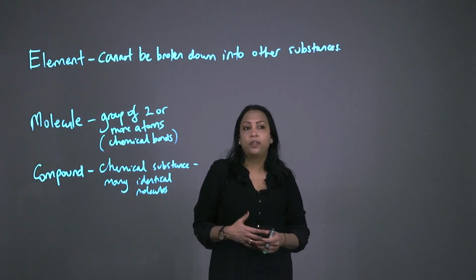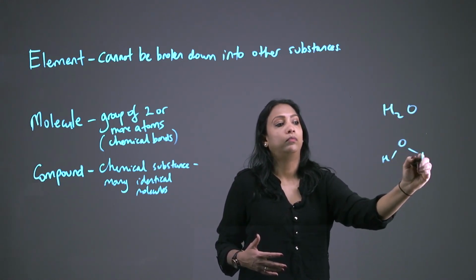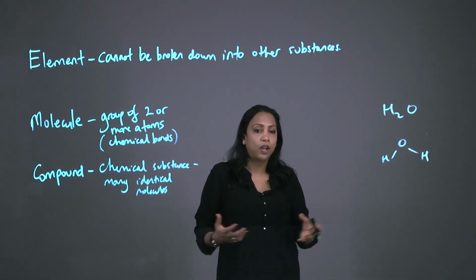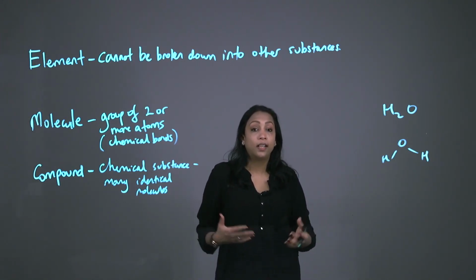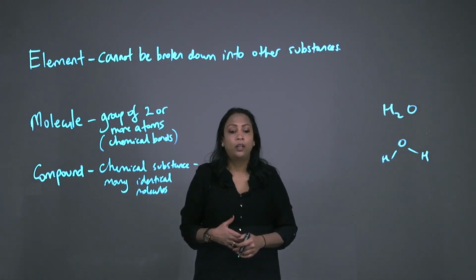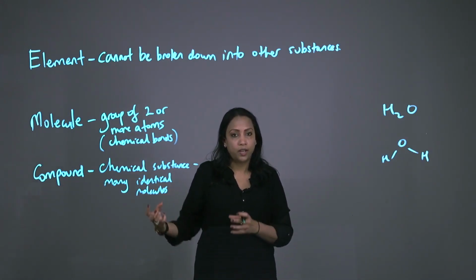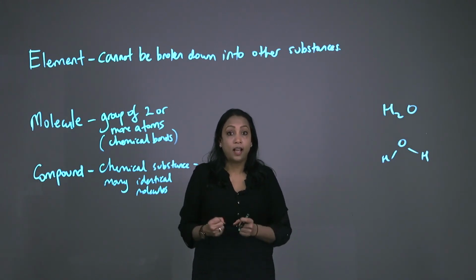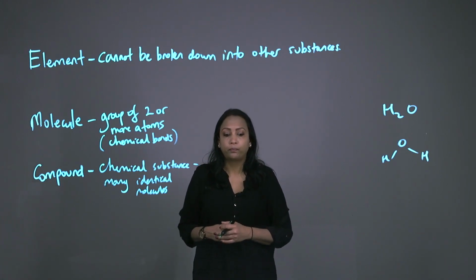For example, if we think about water, water is a triatomic molecule consisting of 3 atoms. It's a liquid at room temperature and pressure. But if you think about hydrogen and oxygen on their own, hydrogen is a gas, oxygen is a gas. But when they combine in this way, it becomes a liquid.